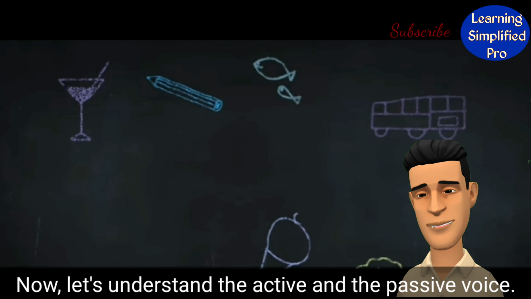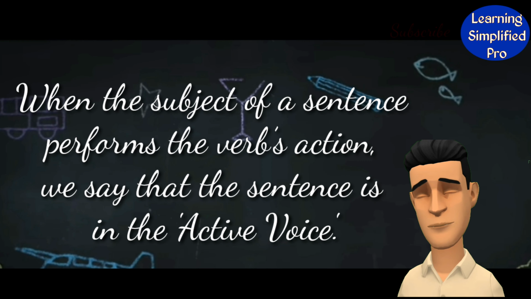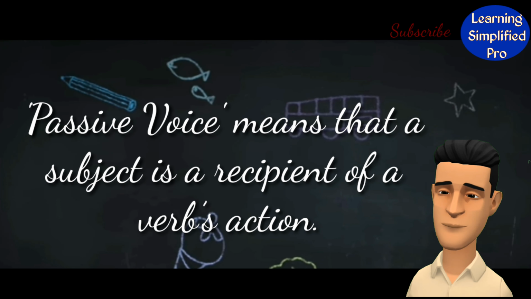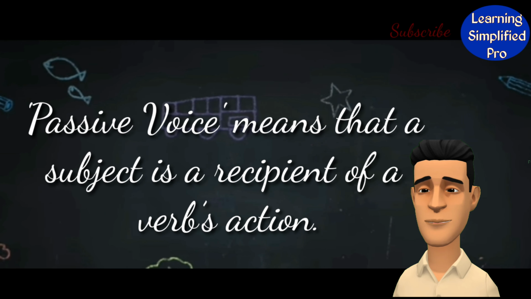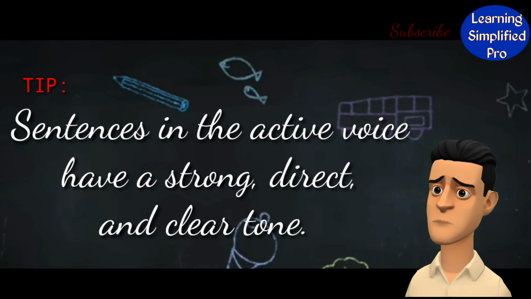Now, let's understand the active and the passive voice. When the subject of a sentence performs the verb's action, we say that the sentence is in the active voice. Passive voice means that a subject is a recipient of a verb's action. Sentences in the active voice have a strong, direct, and clear tone.